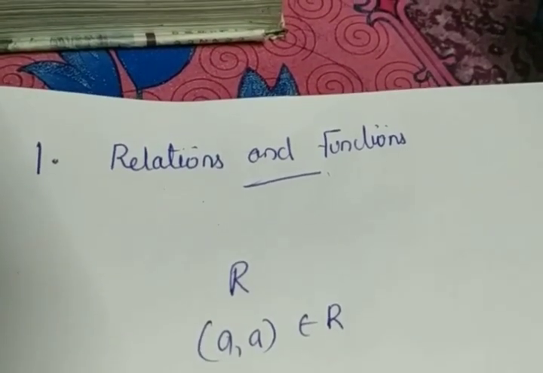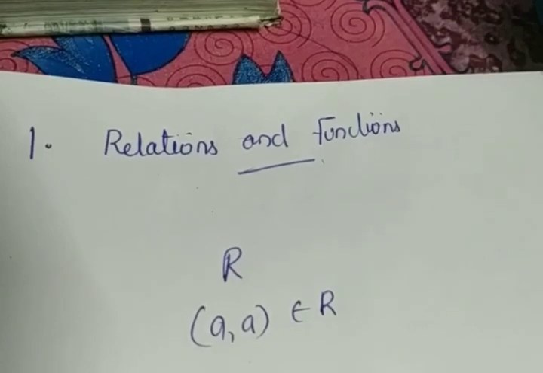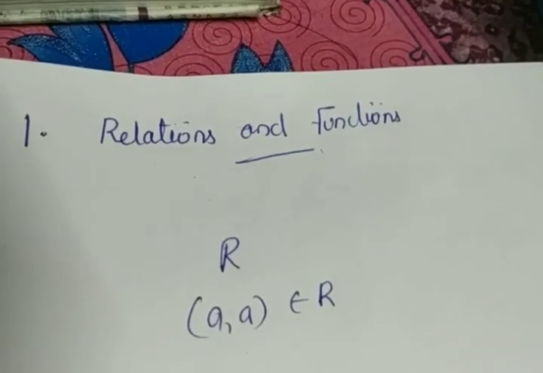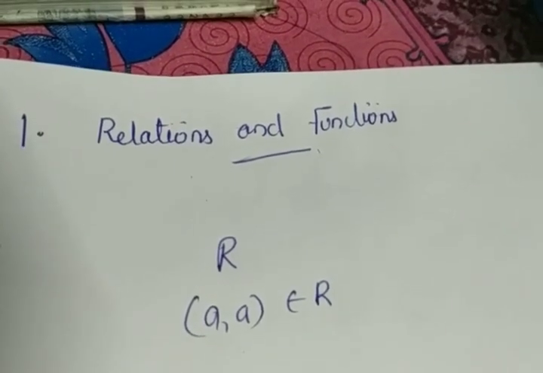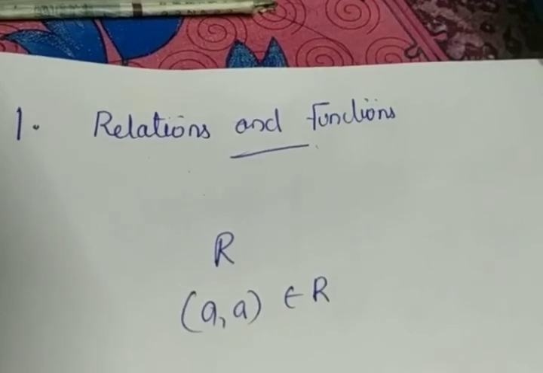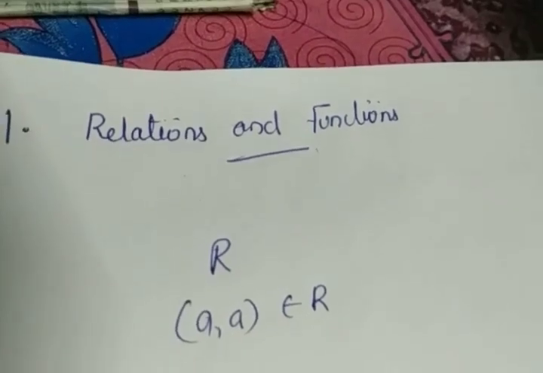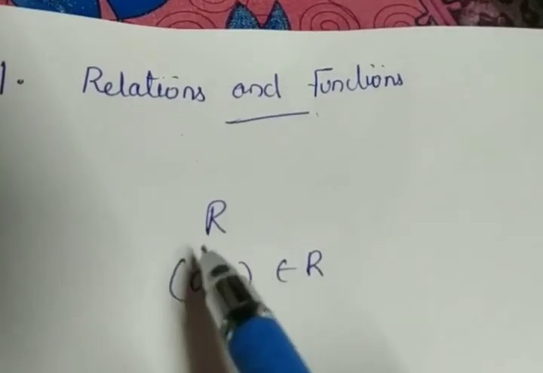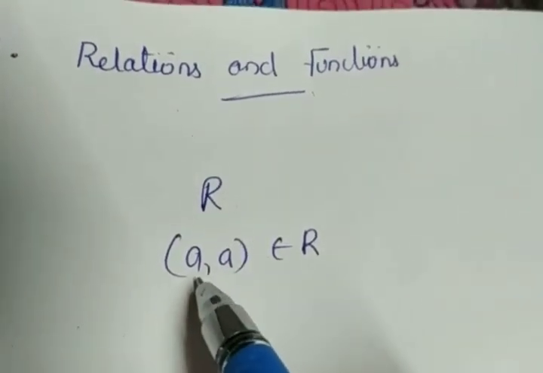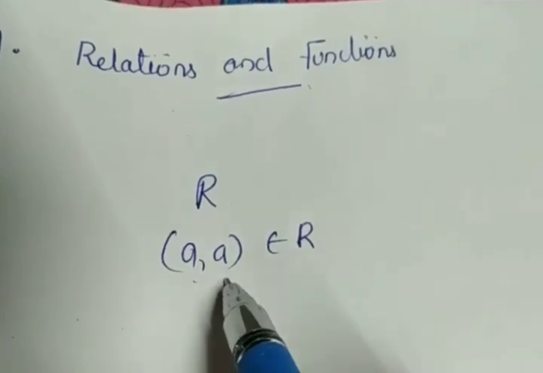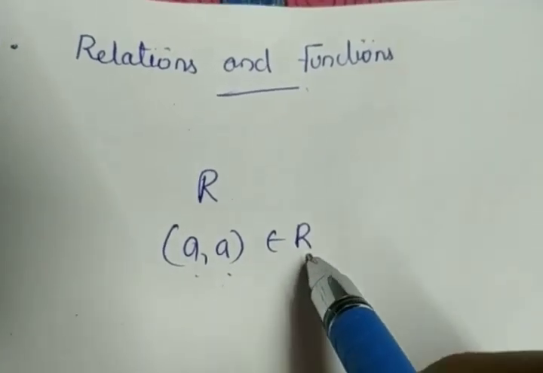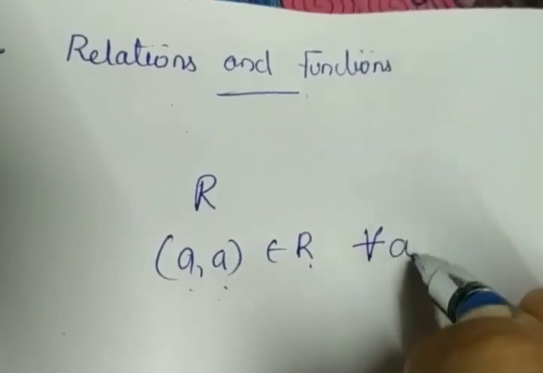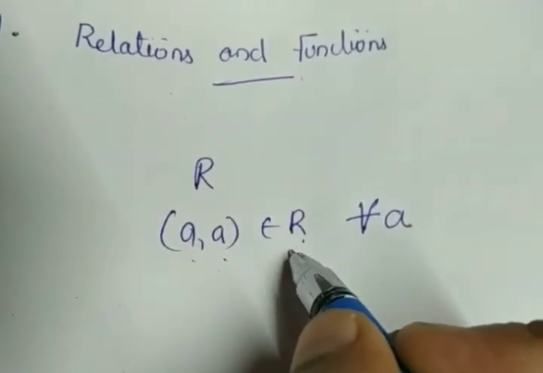The next one we dealt with was universal relation. Universal relation is a relation in which each element of the set will be related to every other element of that set. Again, the next thing we dealt with was reflexive relation. Reflexive relation: if I am taking a set R, the ordered pair (a, a) is an element of R for every a, then we can say that R is reflexive.